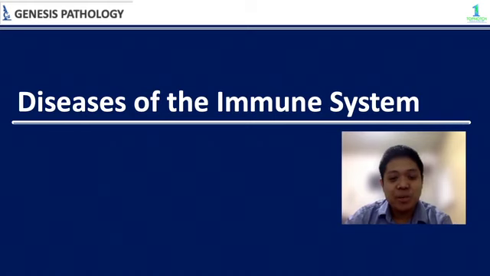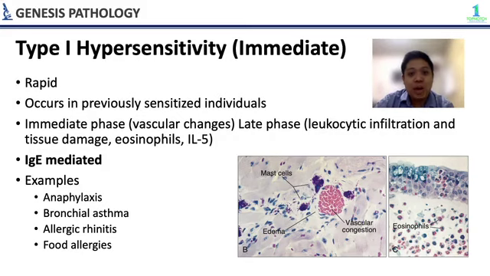Our second to the last chapter is diseases of the immune system. First, let's go to the hypersensitivity disorders. First, we have type 1 hypersensitivity or immediate. Like, as we all know in anaphylactic shock, diba? It's rapid, it occurs in previously sensitized individuals, and it has two phases. Yung immediate phase, vascular changes, and yung late phase, merong leukocytic infiltration and tissue damage due to eosinophils and IL-5. It is IgE-mediated. An example is anaphylaxis, bronchial asthma, allergic rhinitis, or food allergies. Lahat ng mga diseases na nasa atopic march.